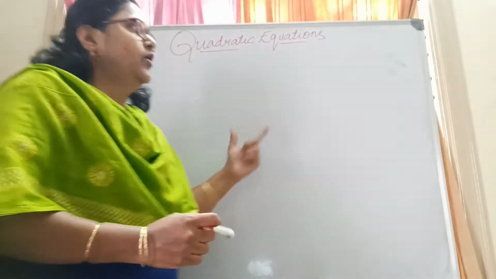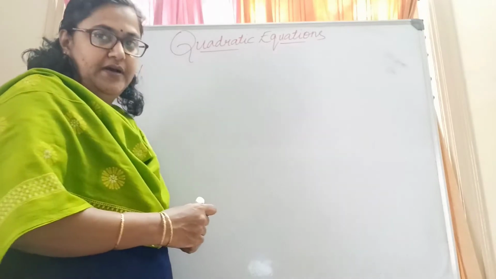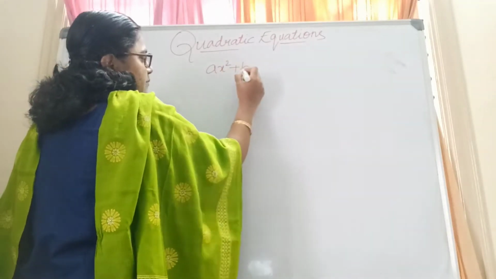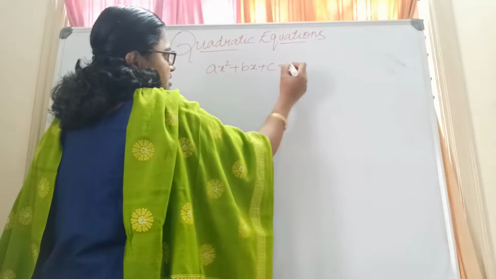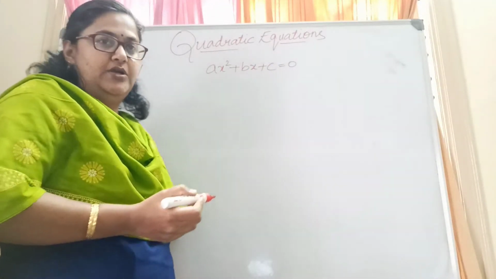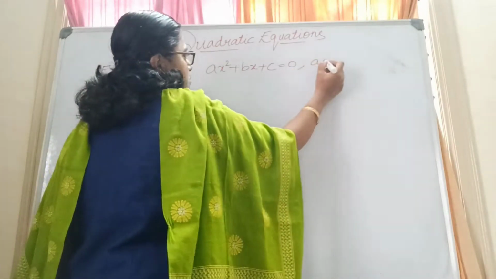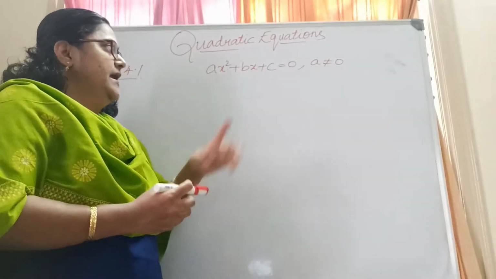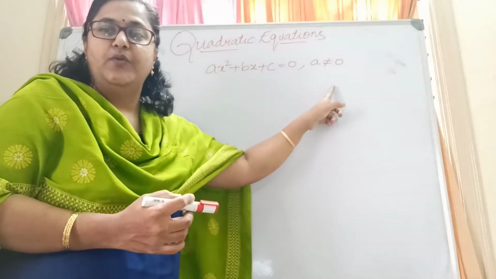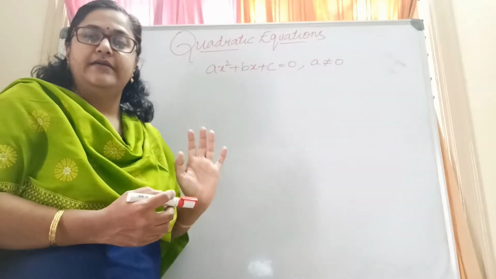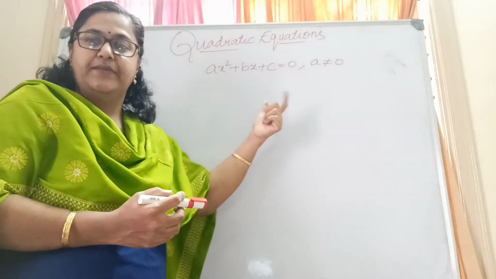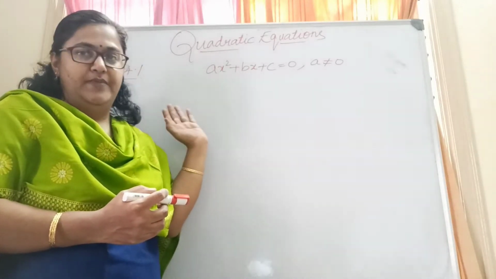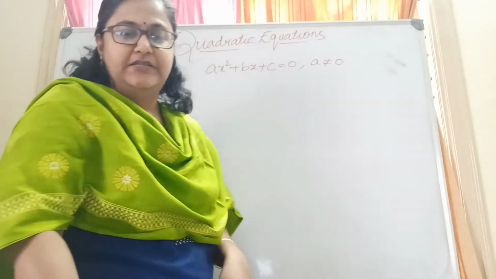Okay, now I had already told you that the general form of a quadratic equation is ax square plus bx plus c is equal to 0, where a should not be equal to 0. A, b and c are real numbers. Even if b and c are zeros, it is fine, but a should not be equal to 0. Right? Now based on this, we are going to solve some problems. We are going to see some examples for this from exercise 4.1.